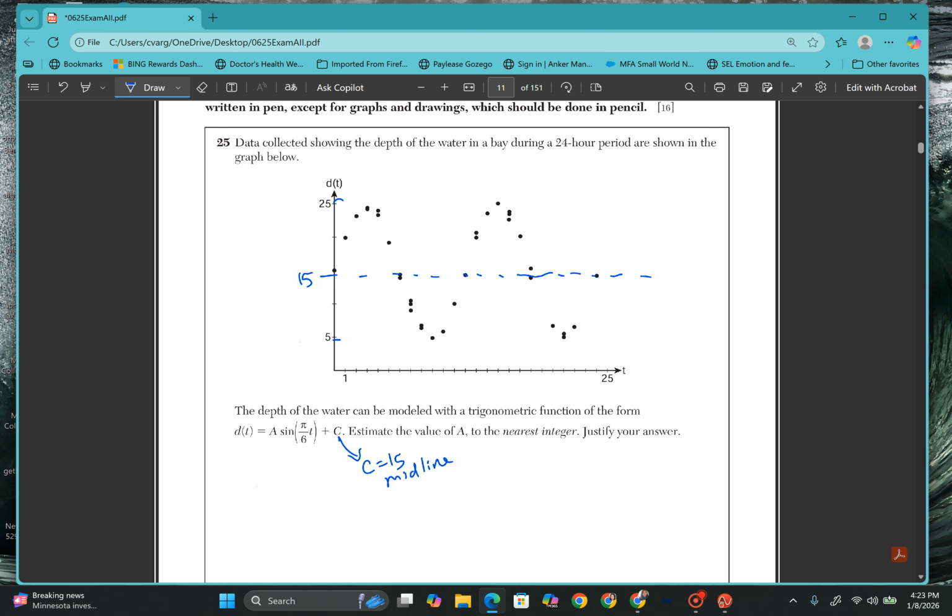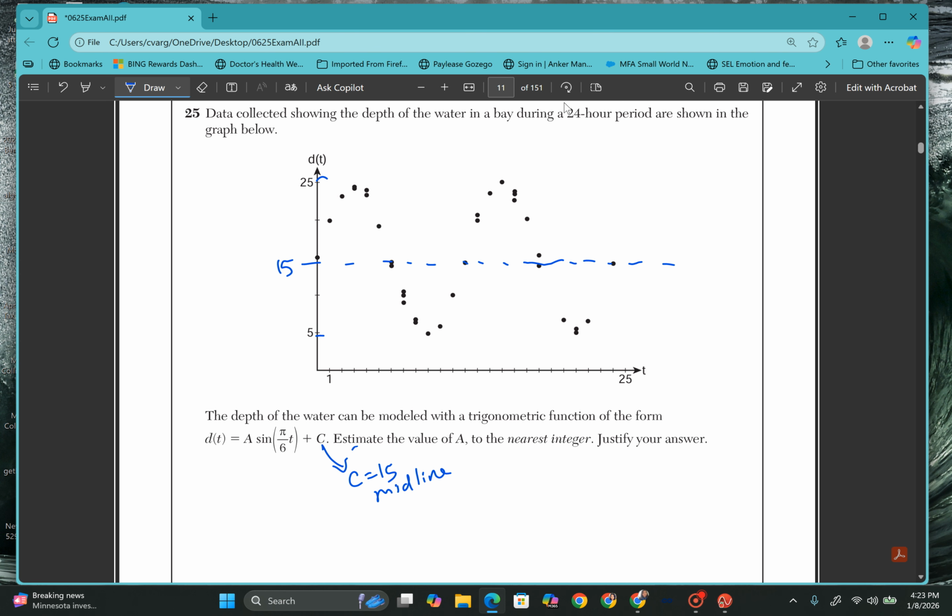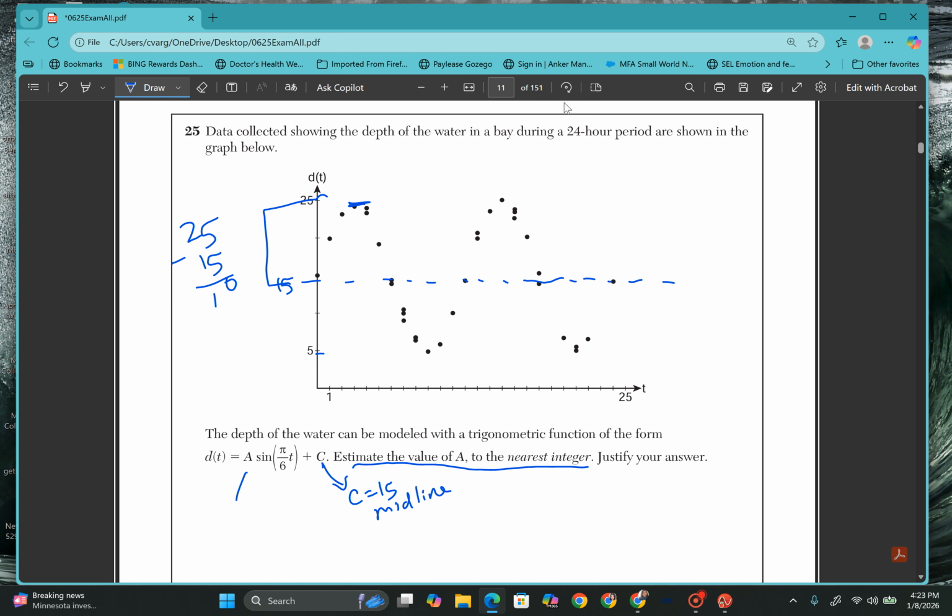All right. The next thing, so they don't ask us for C, right? They're asking us to find out A, but I want to show you things one at a time, okay? After that midline, the next thing we want to do is find the height, right? From the midline up. So what is this distance from 25 to 15, right? So 25 minus 15 is equal to 10. So our A is our height. It's called amplitude. And in this case, it's 10, which is the answer to our question. Okay, so 10 units. And it says to the nearest integer, so we're good with that.